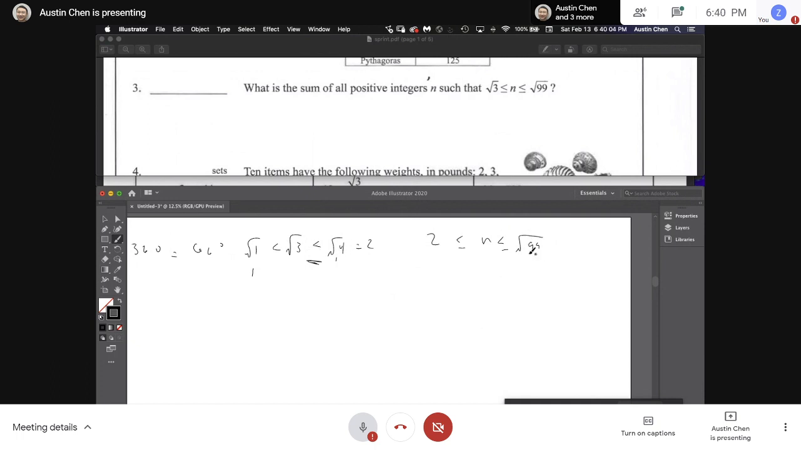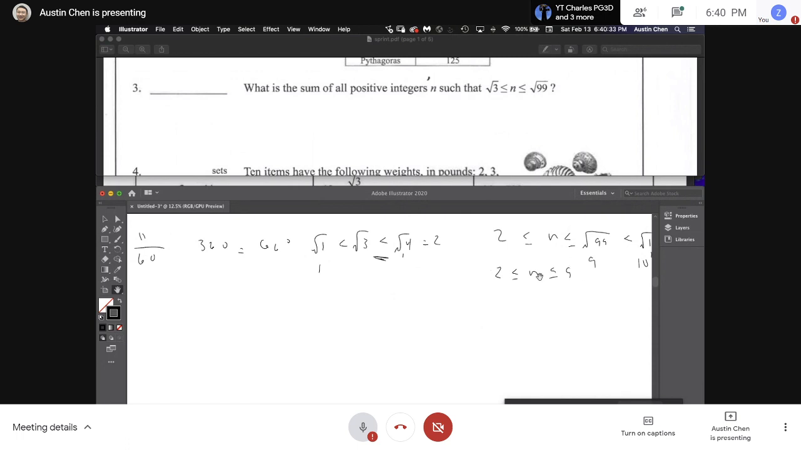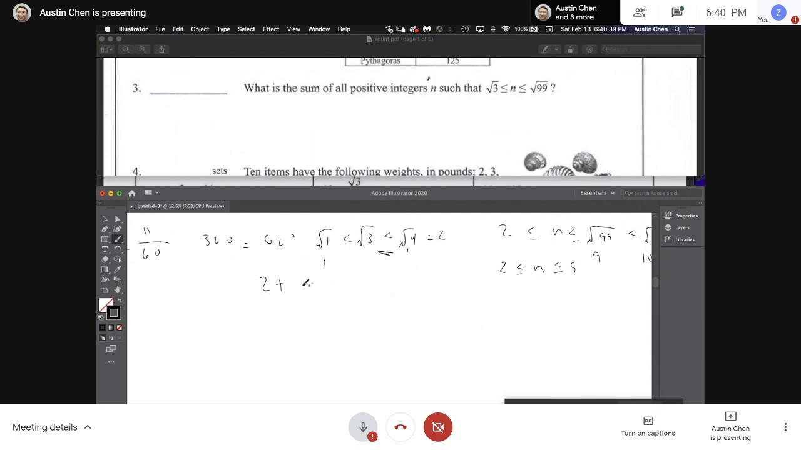And then with this root 99, we can see that 10 will be out of bounds of this root 99, right? Because root 99 is less than root 100, which is equal to 10. So that means the highest integer that we can have will be 9. So then we just have 2 is less than or equal to n, which is less than or equal to 9. And then we want the sum of all the positive integers in here, which is just 2 plus 3 plus dot dot dot all the way to plus 9.